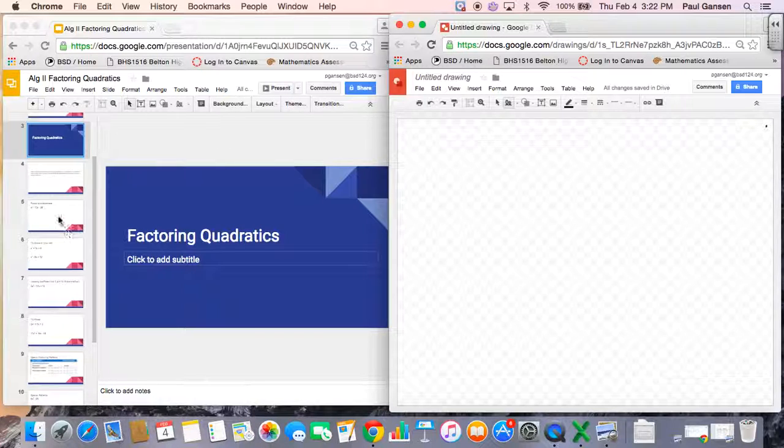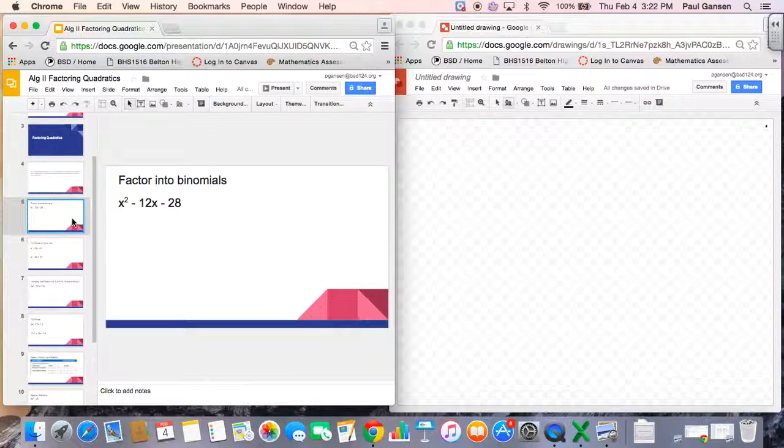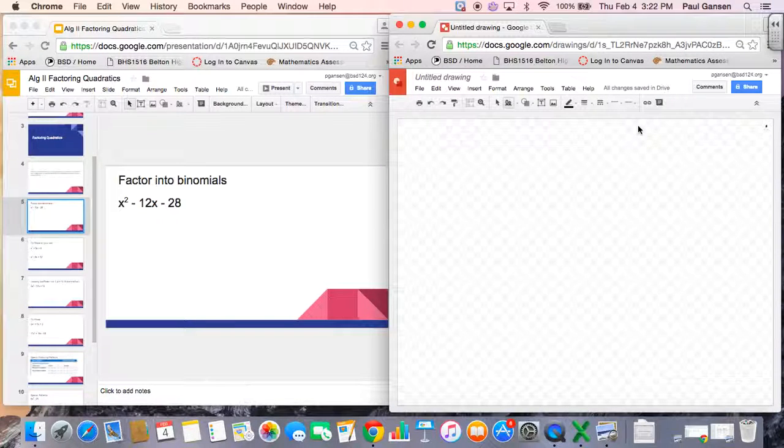So, let's start with some relatively basic ones. We're going to factor this expression, x squared minus 12x minus 28, into binomials. Now, if you recall, a binomial is something that looks kind of like this. For example, you could say that x plus 3 is a binomial. And let's just do a separate problem here real quick so we can get the ball rolling on this and get an idea of what we're looking for.